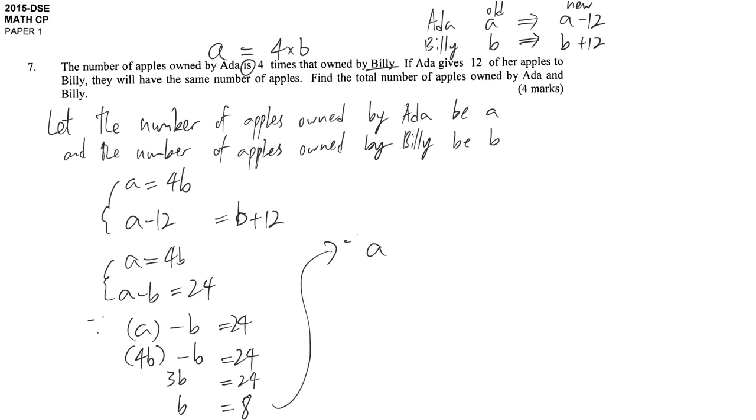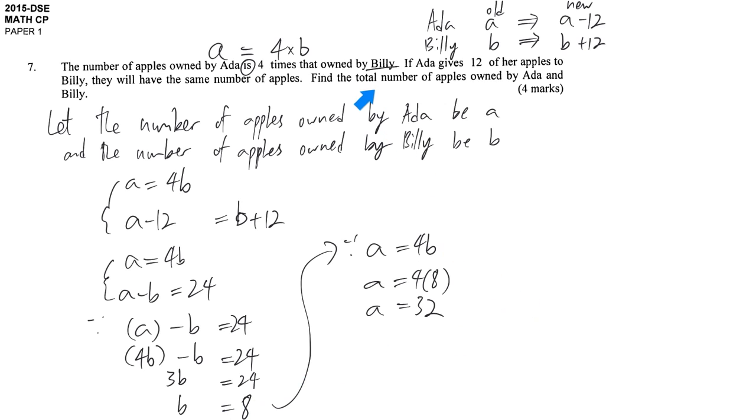Then we use this one. Since A is equal to 4B, in fact, you can use the second one because both of them are correct statements. So A is equal to 4 times of 8. A is equal to 32. That means originally Ada owed 32 and Billy owed 8.